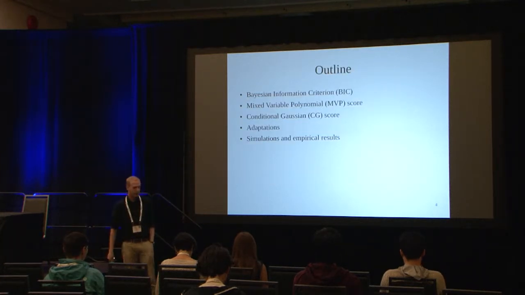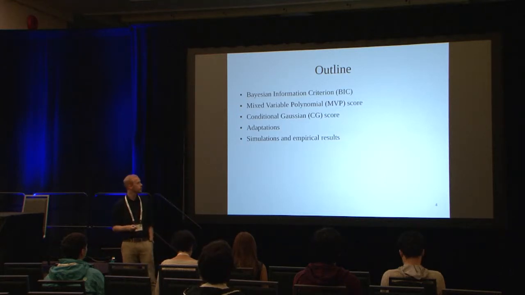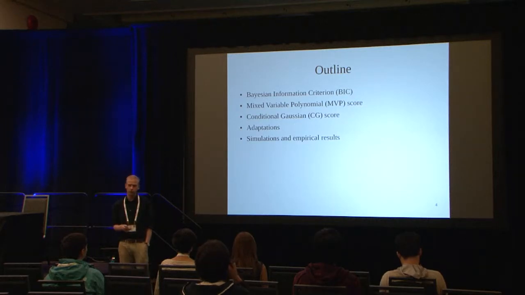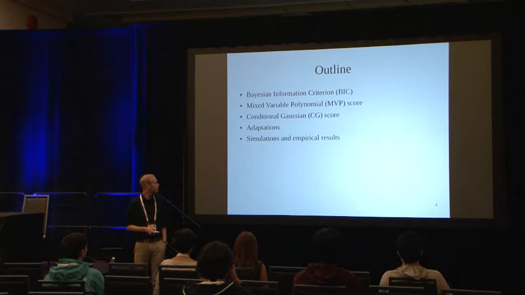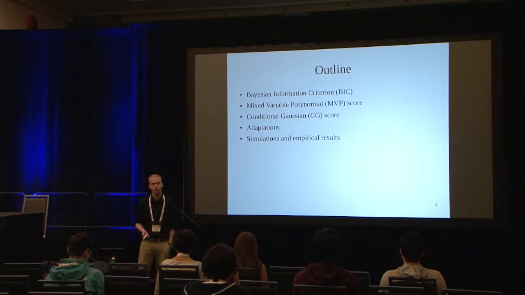So in my talk today, I want to start off by briefly going over the Bayesian information criterion. We're going to use this criterion as a framework for our two proposed scores. Then I'm going to go over our first score, the mixed variable polynomial score, follow that up by the conditional Gaussian score, then quickly go over some adaptations we used and end on simulations and empirical results.